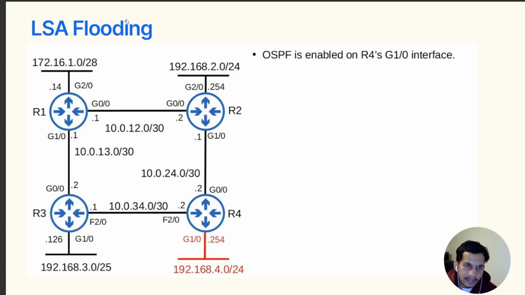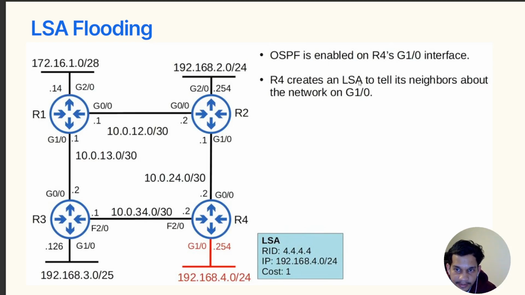So let's take an example of LSA flooding, and how it happens. We have taken 4 routers, connected to 4 different areas. OSPF is enabled on R4's G1/0 interface, and it has the network 192.168.4.0/24. R4 creates an LSA, a link state advertisement, to tell its neighbors about the network on the G1/0 interface. Its neighbors are R2 and R3, and the LSA contains the RID, also called the router ID, which is 4.4.4.4, and then the IP of the network which it has.